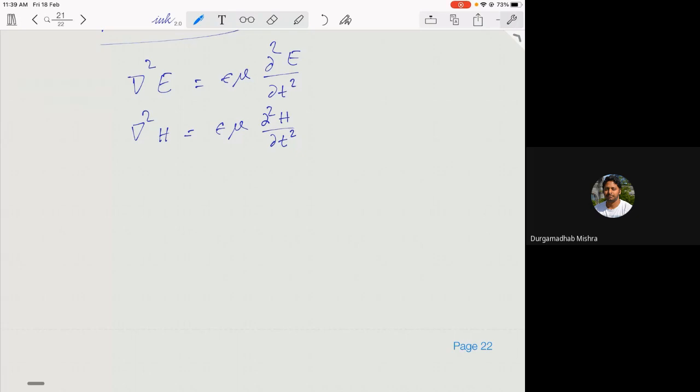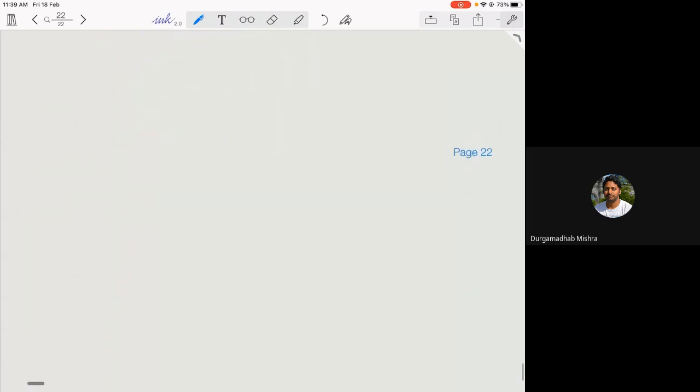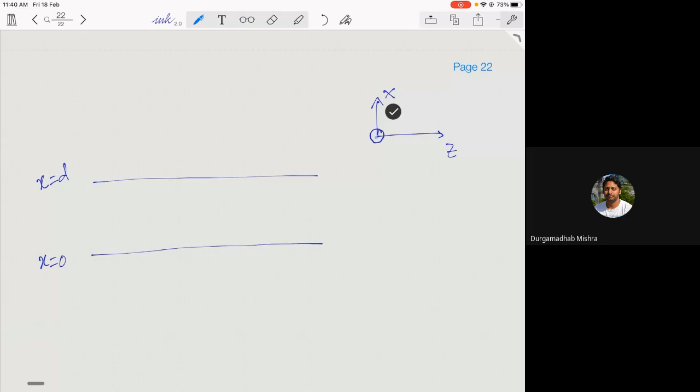So I have this situation. Let's say I assume that this is my x equal to 0 and this is x equal to d. This is how I define my coordinate system: this is my x-axis, this is my z-axis, and the outward plane is my y-axis. So the electric field, I assume, is oscillating along the y-axis, the magnetic field is along the z-axis, and the propagation direction is along the x-axis. Okay, so let's assume that.